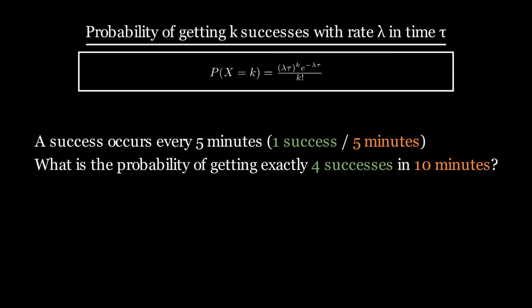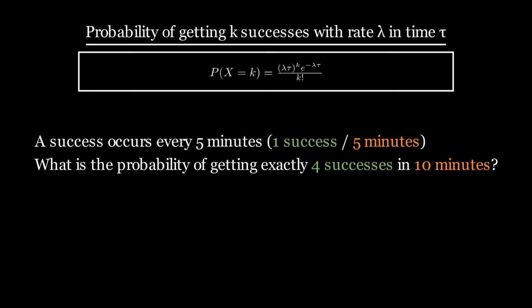The Poisson distribution is defined as (lambda tau)^k times e^(-lambda tau), all over k factorial. And it is derived by taking the limit as n goes to infinity and p goes to 0 of the binomial distribution. In this equation, k is the number of successes we're interested in. Lambda is the success rate per 1 unit of time, and tau is the total time horizon.